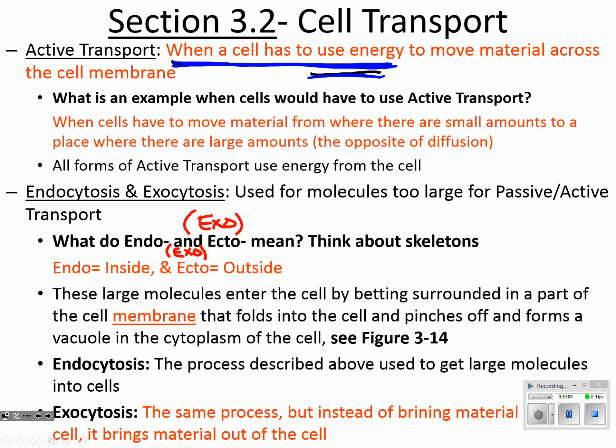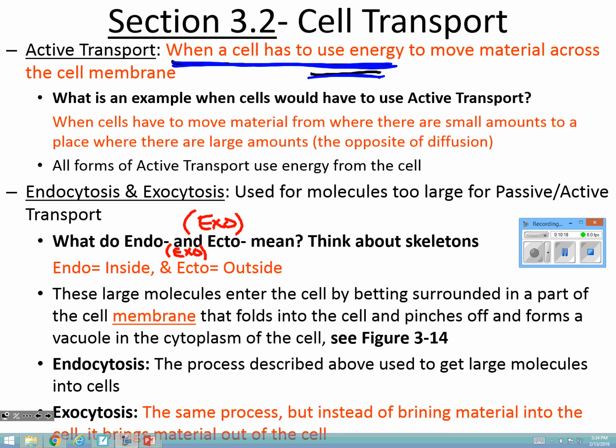Okay, the last thing we're going to talk about is a last form of transport called endo and exocytosis. Okay, sometimes cells need to move molecules that are really big, and they would have to do this in order to do that. So first of all, let's look at these prefixes. Endo means inside, and ecto or exo means outside. Okay, like external. Exit means outside. Those are the same thing.